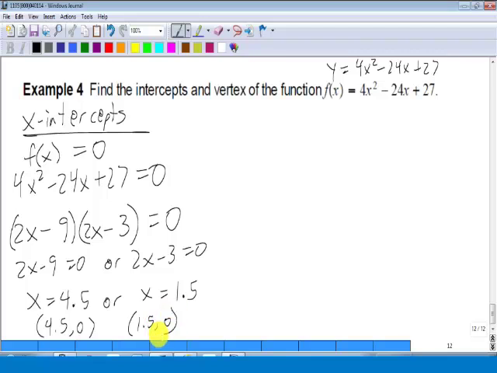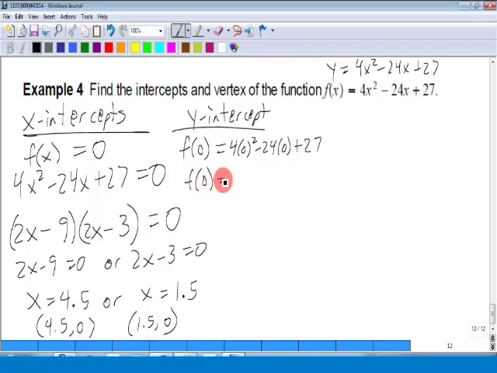Y-intercept is easy, as it usually is for functions. F of 0. To find the y-intercept, we substitute 0 for x. For a function, it's f of 0. Put the x inside the parentheses, f of 0. And for a polynomial function, in this ax squared plus bx plus c form, quadratic function I should say, it's just the constant term. It's 27. So 0, 27. Can I find the vertex in like 1.5 minutes? What do you think?